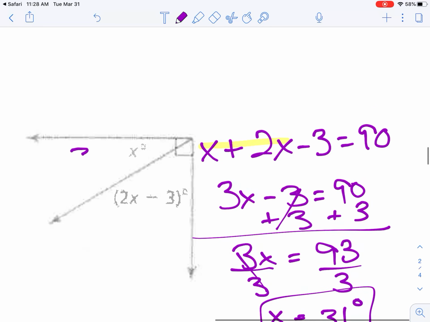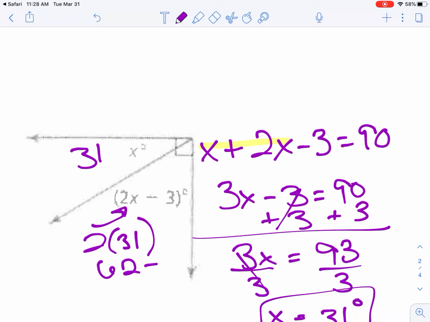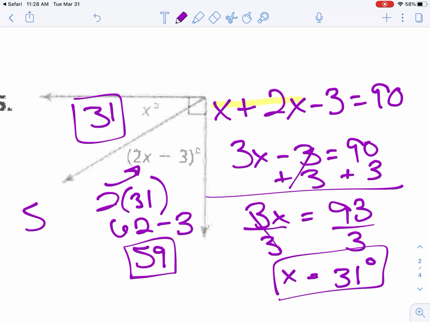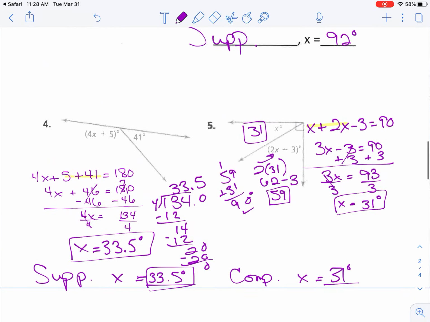You can always go back and double check it. This one up here is 31. 2 times 31 is 62 minus 3 is 59. 59 plus 31 is 90. That's a 90-degree angle. That works. So the angle is 59 and x equals 31.